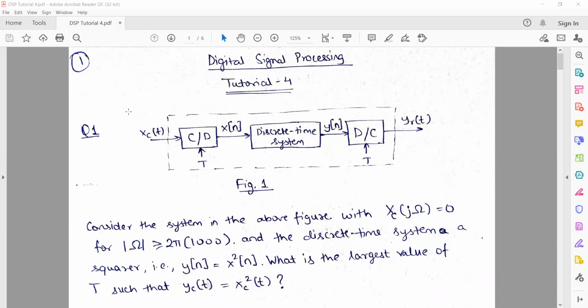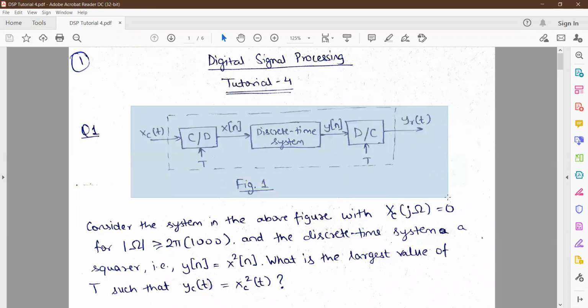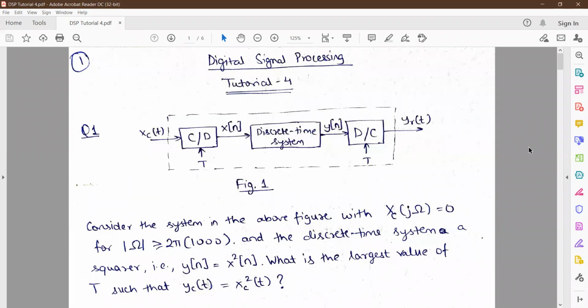In question number 1, first of all, we have been given this figure, which we've already seen a few times before, where we have a discrete time system and the input is some continuous time signal and the output is also some continuous time signal. And this discrete time system performs some operation by first converting this signal into a sequence, and then the resulting output sequence is converted to continuous time.